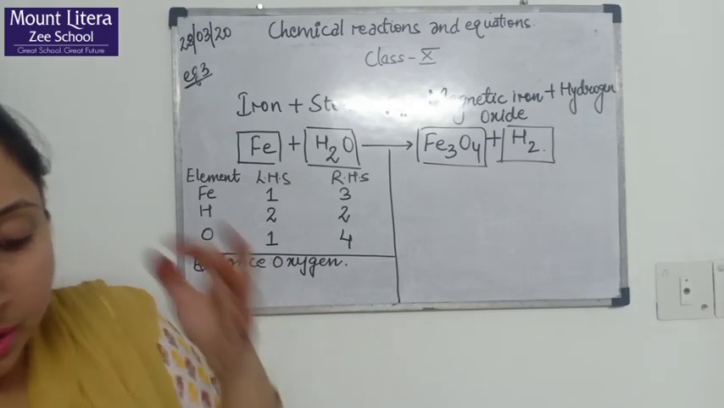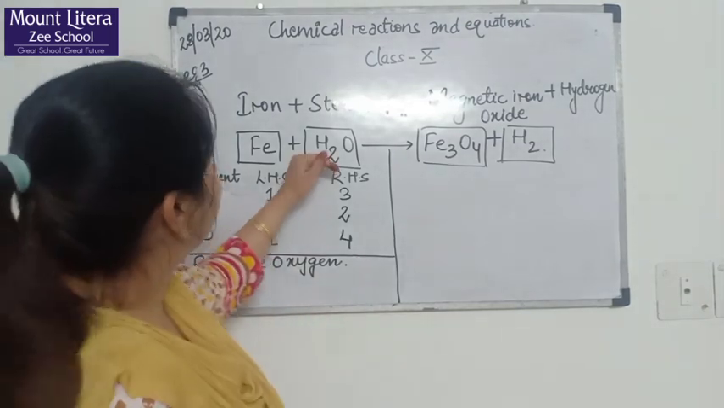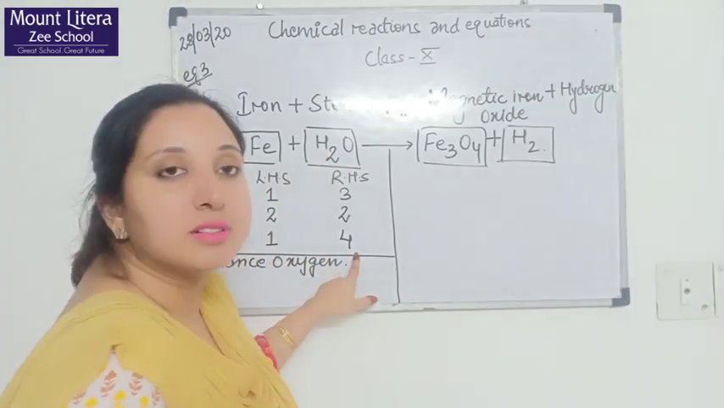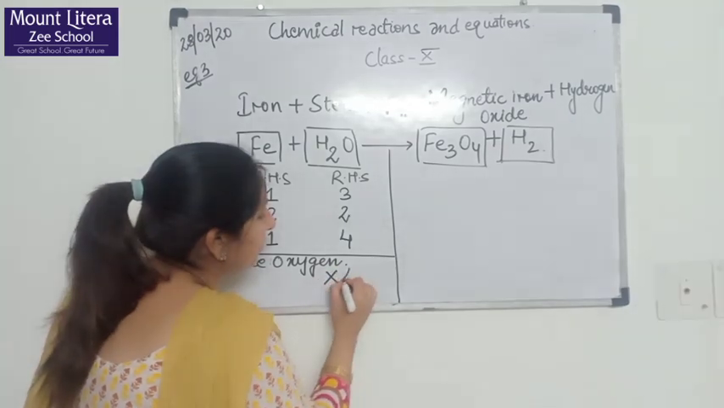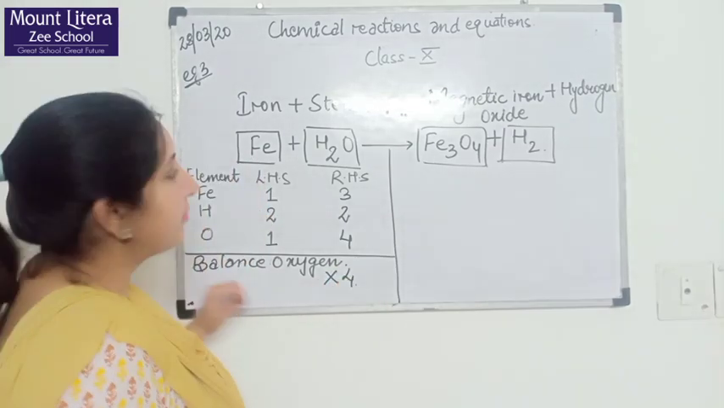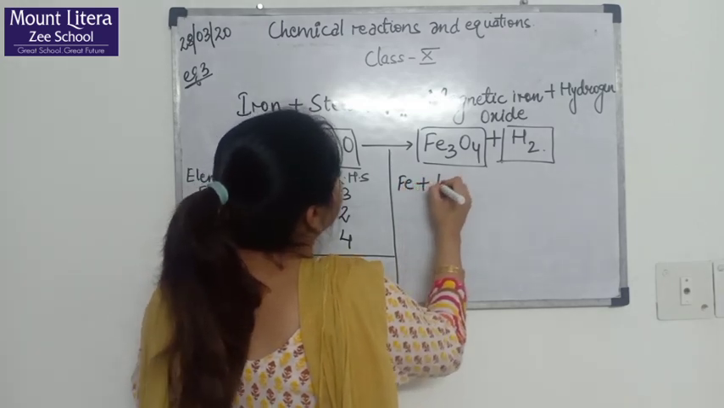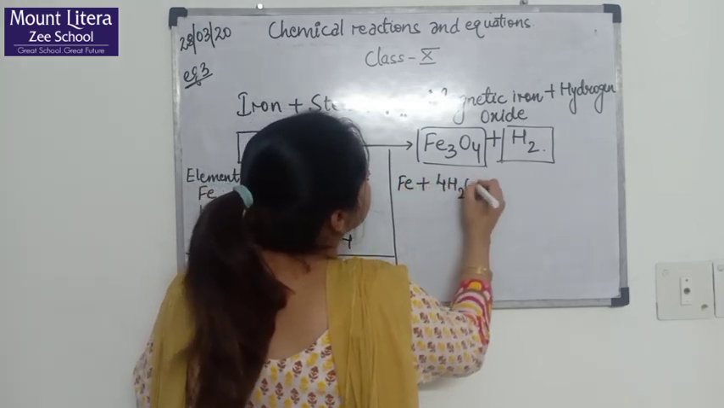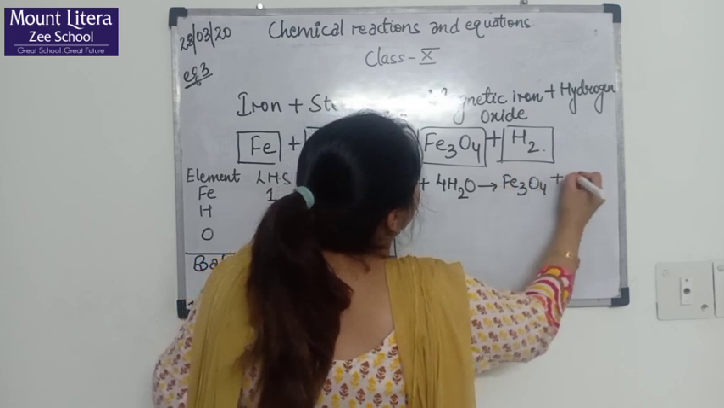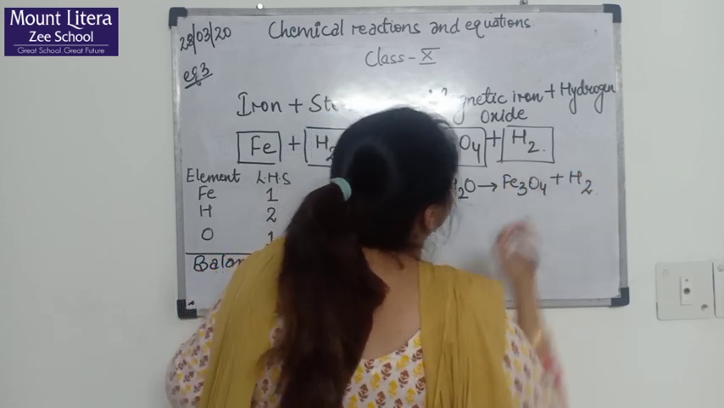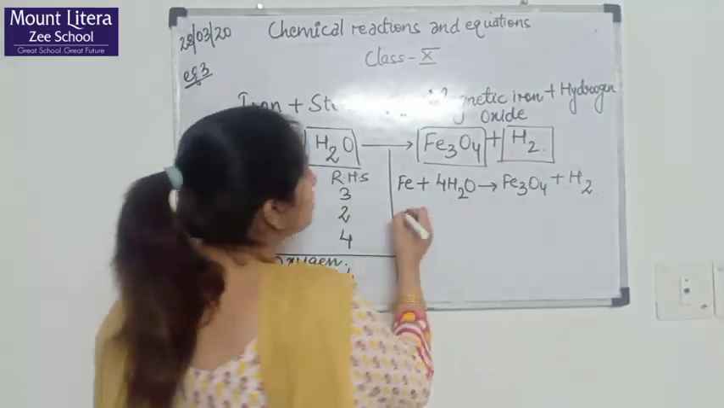So if you want to balance it, we need to multiply over here with a number which can give us the 4. So we multiply by the 4. Therefore our equation becomes Fe plus 4H2O gives us Fe3O4 plus H2.